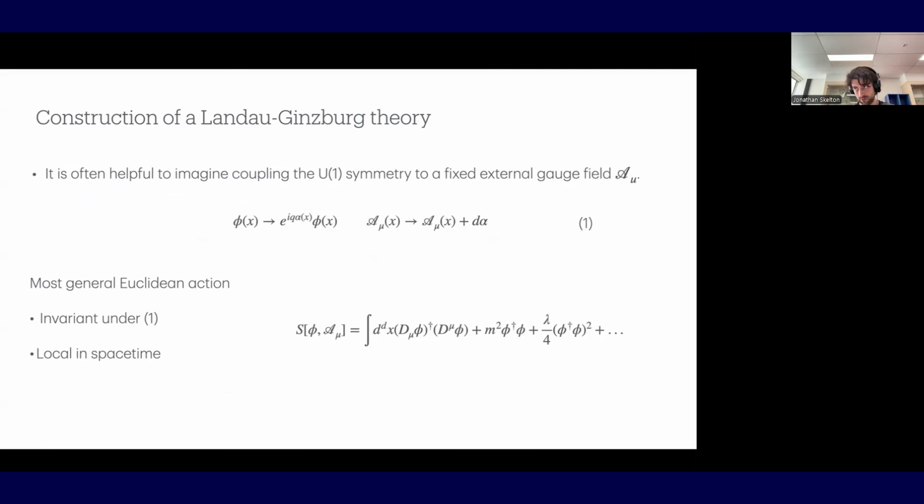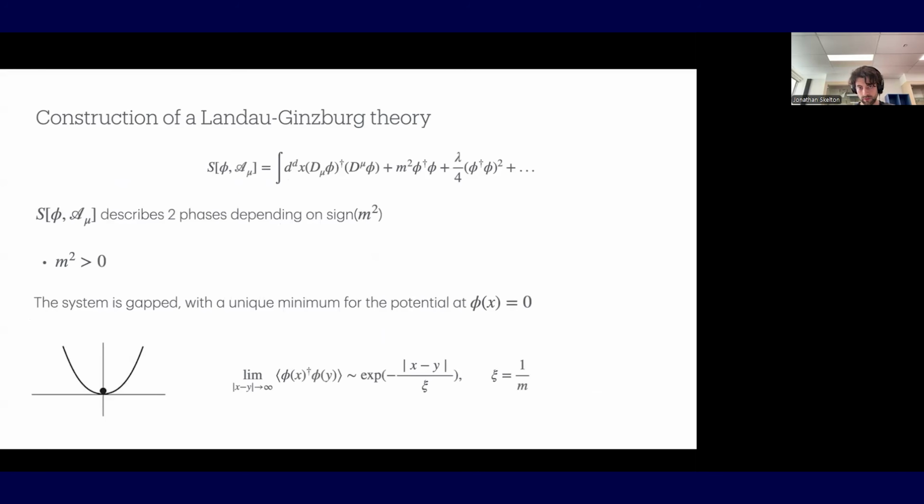Okay, and we can also couple this U(1) symmetry to a fixed external gauge field by promoting the parameter to a local space-time function, and this is the gauge field that we had in the other talks. So the simplest Euclidean action invariant under these symmetries is the usual one, with D the covariant derivative, and we have a potential that goes like m squared phi squared and lambda phi to the fourth. That's the basis we'll consider in order to describe the different phases.